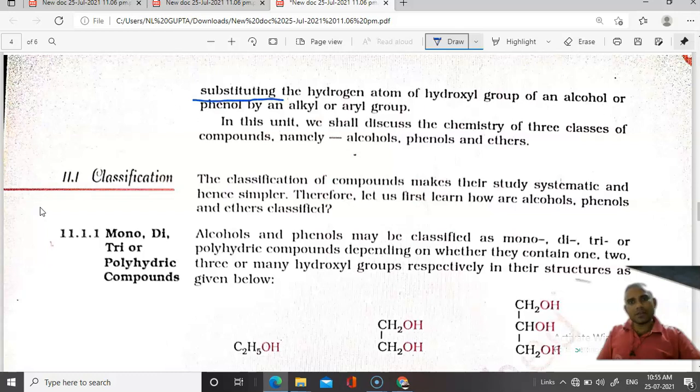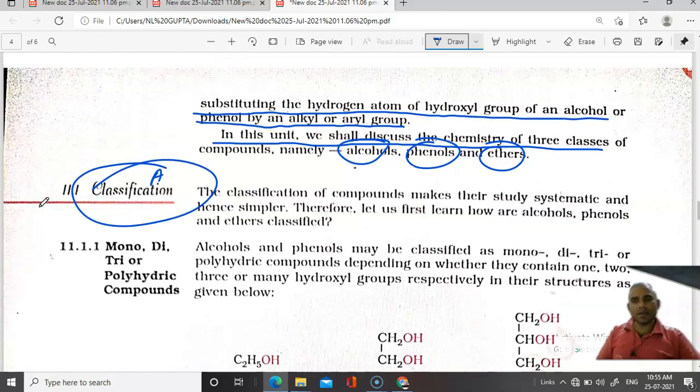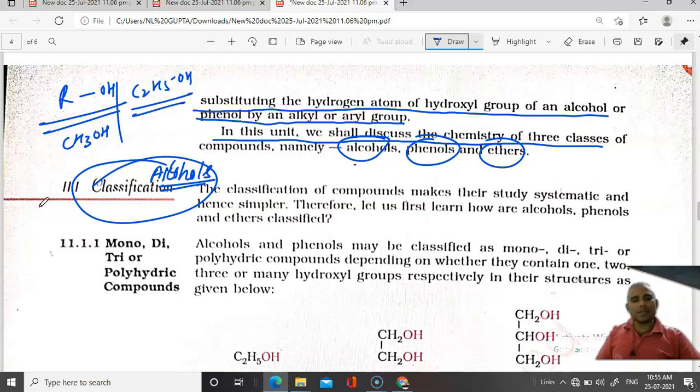They are saying substitution of the hydrogen atom of the hydroxyl group of an alcohol or phenol by an alkyl or aryl group gives ethers. So in this unit we shall discuss the elementary chemistry of three classes of compounds, namely alcohols, phenols and ethers. These things we are going to discuss. Firstly, let us discuss the classification of alcohols, student. Compounds with the ROH group are known as alcohols, like CH3OH or C2H5OH. They are known as alcohols.